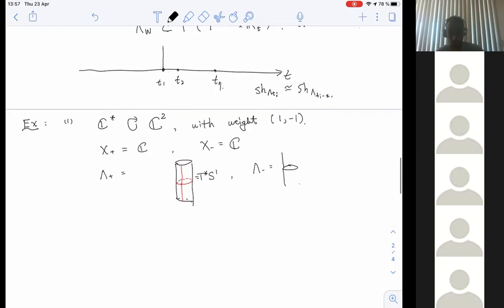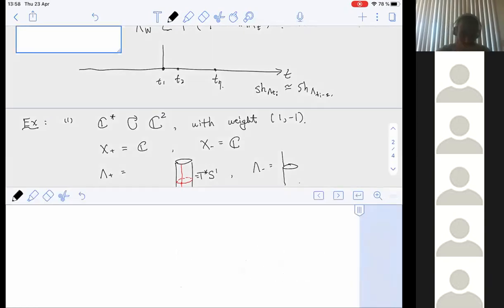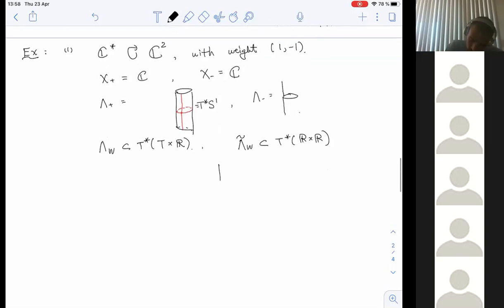But it might be interesting to look at what lambda W is. Even in this case, lambda W is not trivial. Lambda W is living inside T star T cross R. It's hard to draw on a cylinder, so I would like to unwrap the cylinder to a plane. So I will draw T tilde inside T star R cross R. It looks like the following.